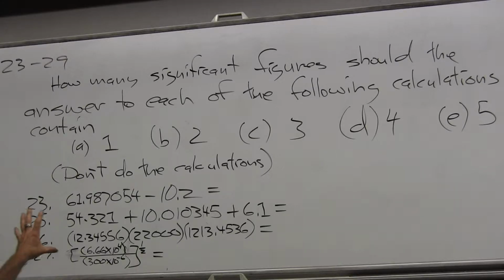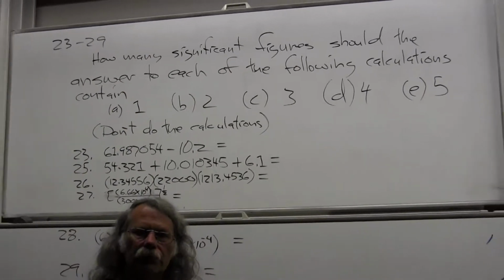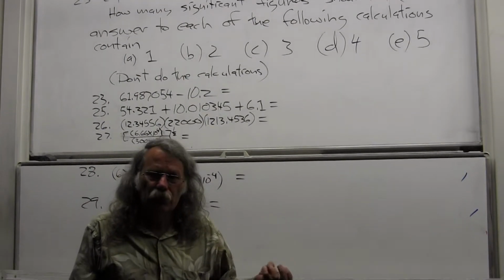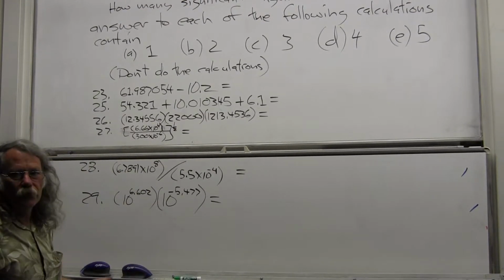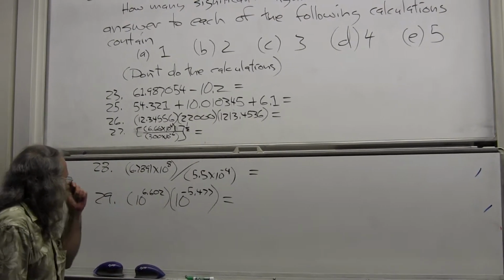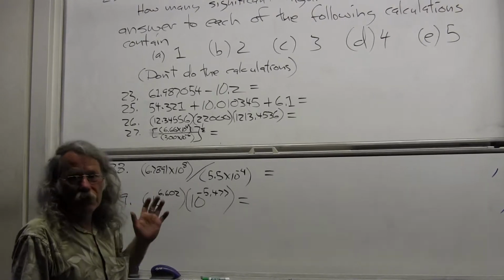And in parentheses I say, don't do the calculation. So I'm not actually looking for the results. I want to know how many significant figures those final results should contain. And this is given by the rules and the conventions with significant figures. And so we have to look at the operations themselves.